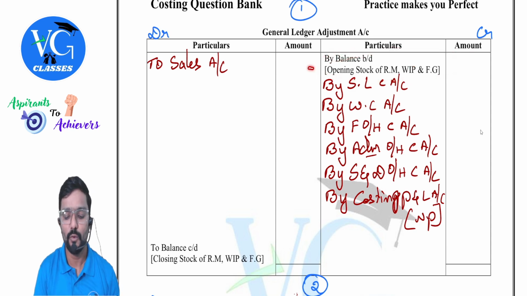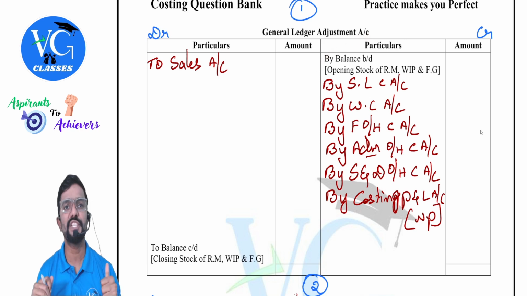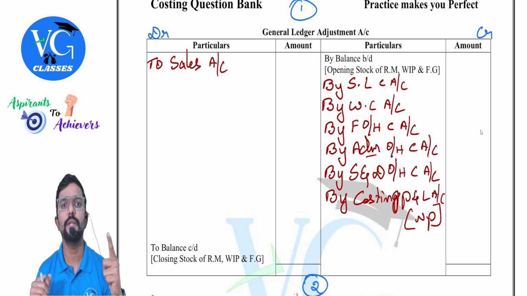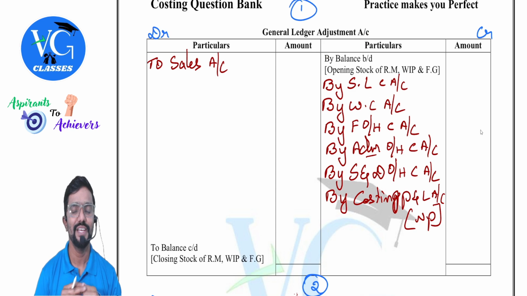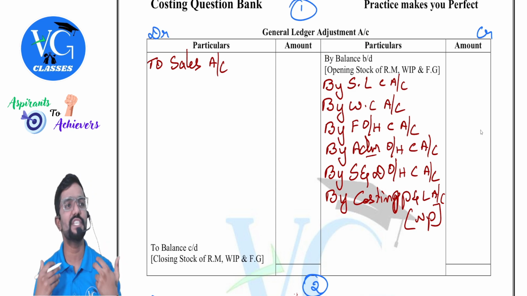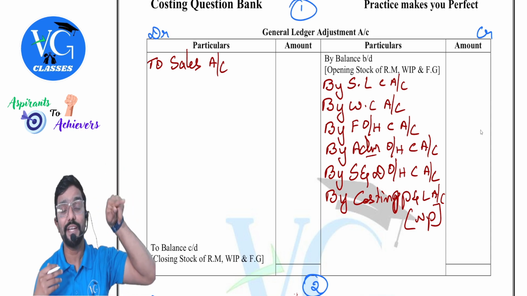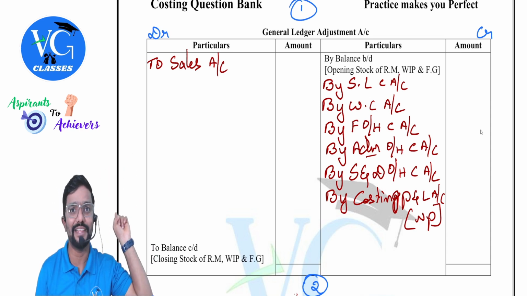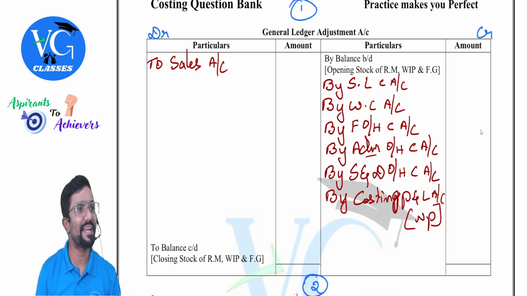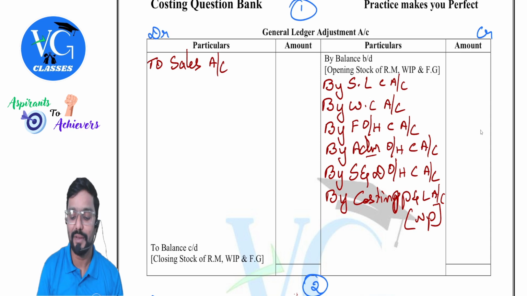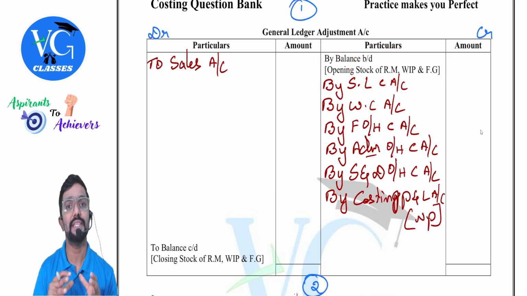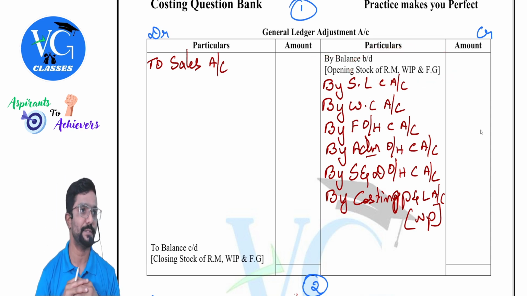Very simple. This opening balance is nothing but the opening stock of raw material, work in progress, and finished goods. See, raw material, work in progress, and finished goods are assets for me. They will have a debit balance. So in those respective accounts, they will show a debit balance. But I have to complete the double entry system now. So in order to complete the double entry system, I will show the opening balance in this account on the opposite side.